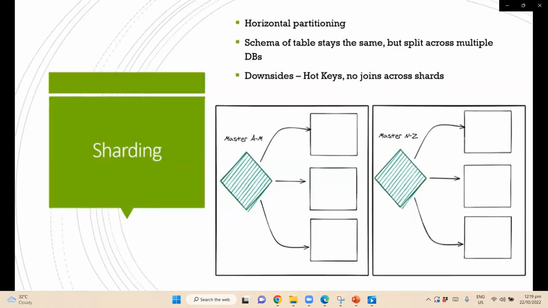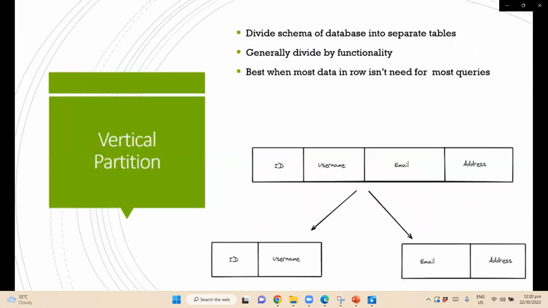A famous example of a hotkey issue was Instagram. They talked about it with Justin Bieber. His name or user ID had way more traffic than the average user, and there's really no good way to handle that. Whenever he'd post a picture, their servers would go crazy. So in some cases, there's really no good way to actually handle sharding. You just have to kind of deal with it.